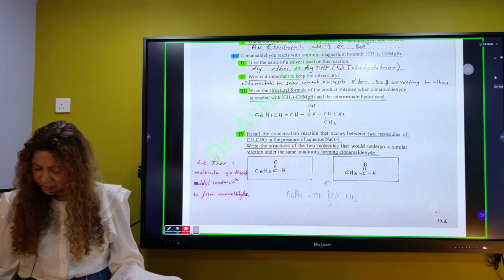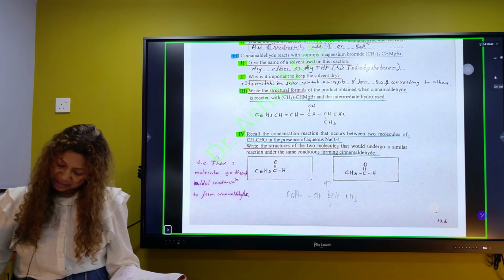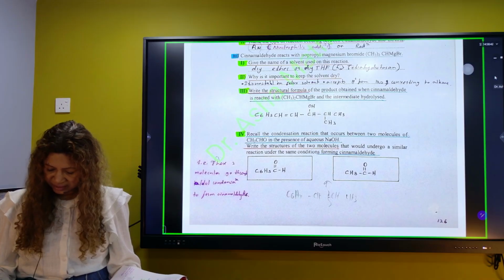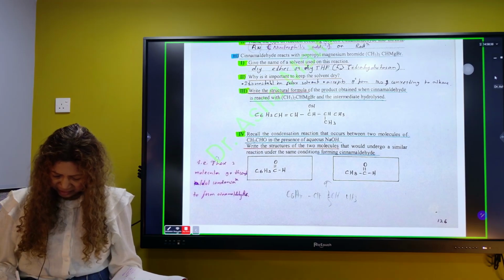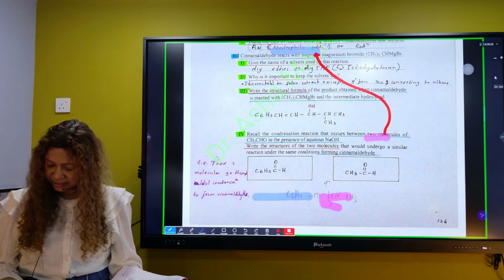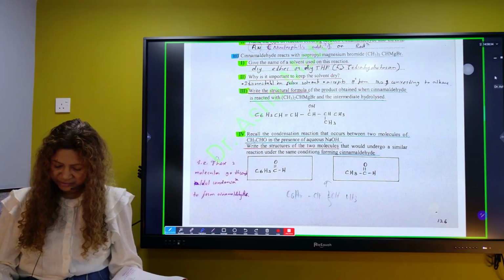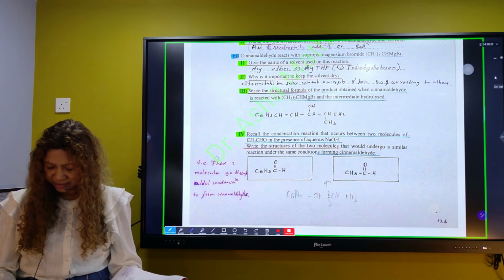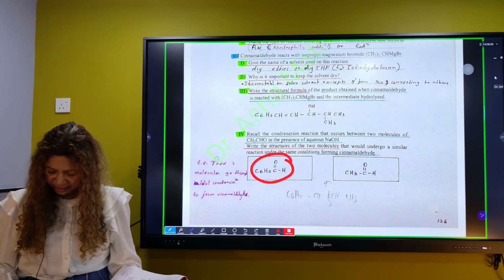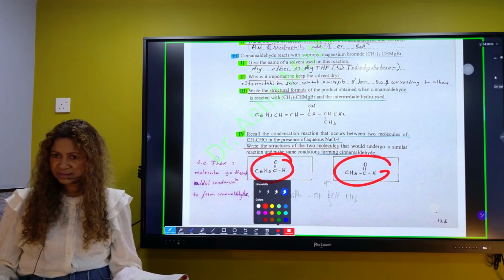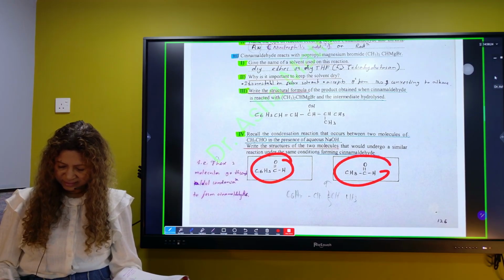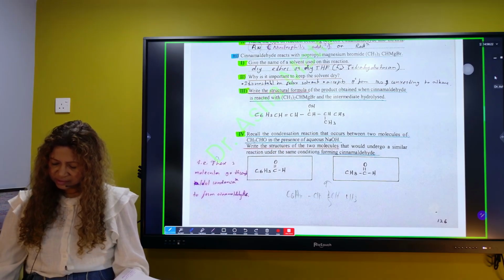A reaction that occurs between two molecules. Between two molecules they are asking. Then to make this one molecule, if they say they are using two different molecules, then you have to give two different molecules. Could you get the answer? Cinnamaldehyde.